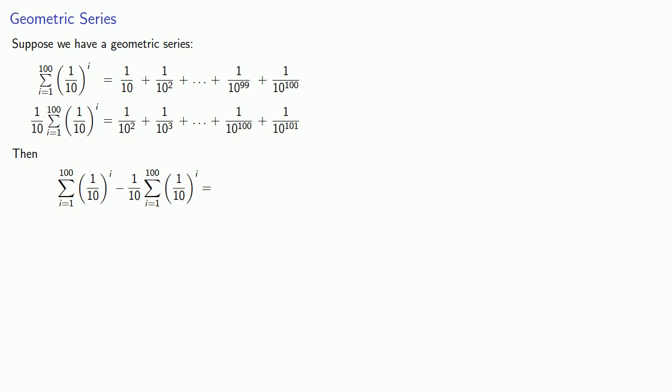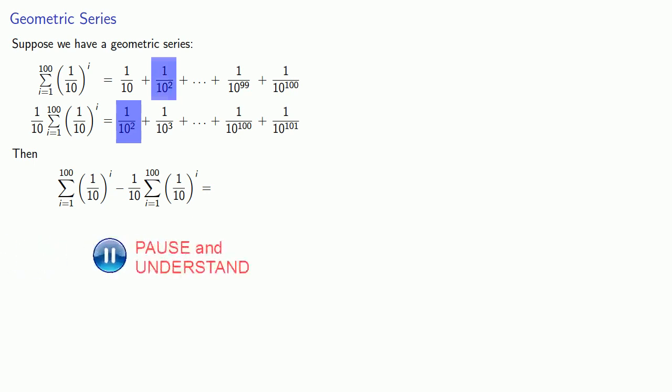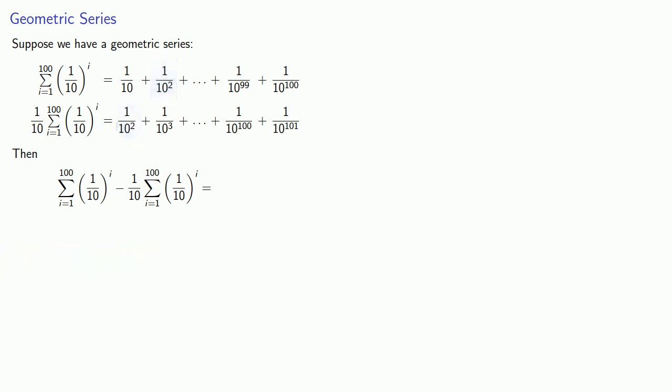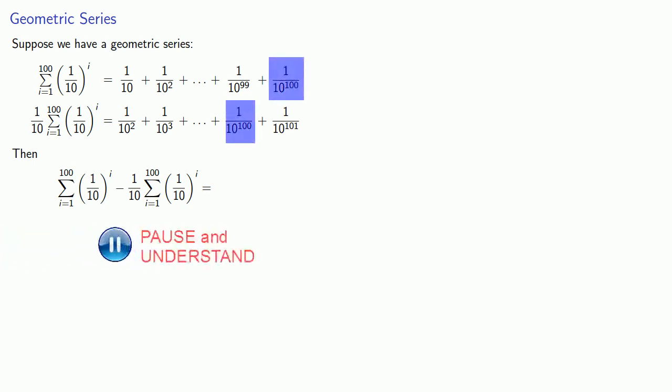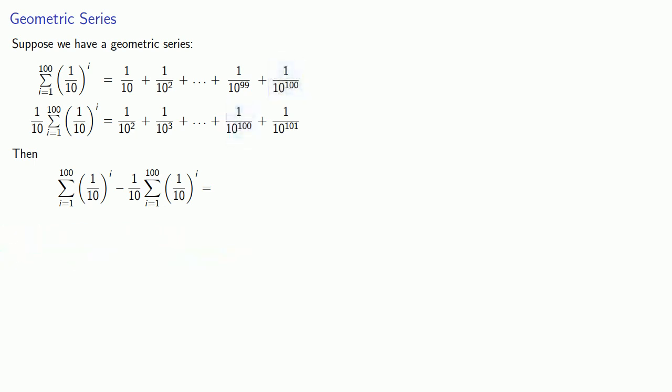So when we subtract, this term, 1 over 10 to the second, will cancel out with this term, 1 over 10 to the second. The 1 over 10 to the third in the subtracted series will cancel out the 1 over 10 to the third in the original series, which is the term after this 1 over 10 to the second, and so on until this 1 over 10 to the 100th in the subtracted series cancels out this 1 over 10 to the 100th in the original series. And that means that when we find the difference, the only terms that are left are the 1 over 10 in the original series minus the 1 over 10 to the 101st in the subtracted series.